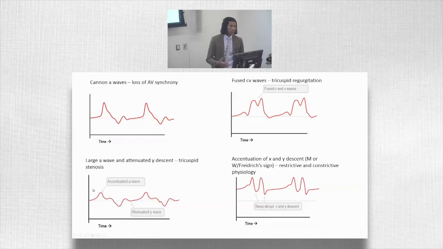If you have a problem like tricuspid stenosis, so a slightly more subtle problem than the other ones that we're talking about, you accentuate the A wave, and then you flatten the Y descent because it's harder for the atrium to empty.